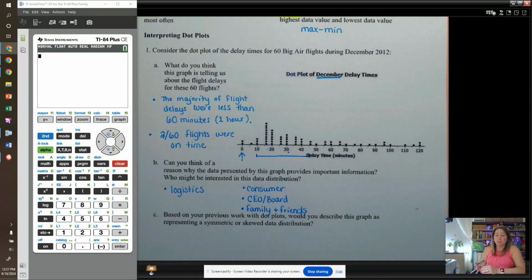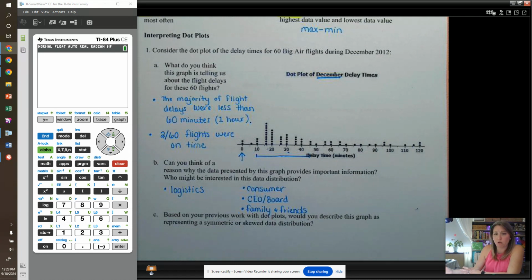So just a few people who may want to be interested in what's going on in the company for Big Air. So that's one of the things that dot plots allow us to do, is visualize something that on paper is just 0 minutes, 0 minutes, 5 minutes, 5 minutes, 10 minutes, 10 minutes. But we now visualize it and we can see where the majority of the data is falling.